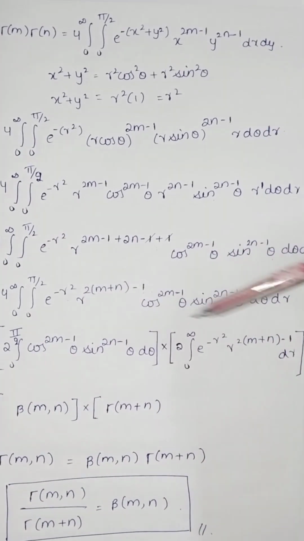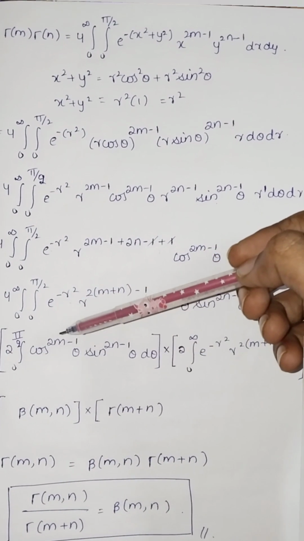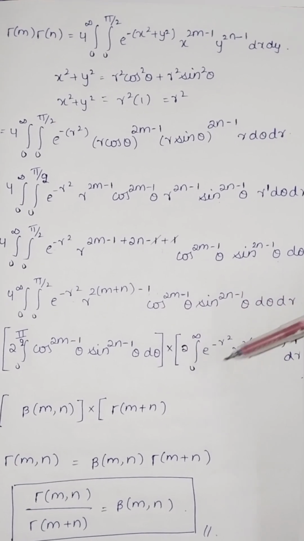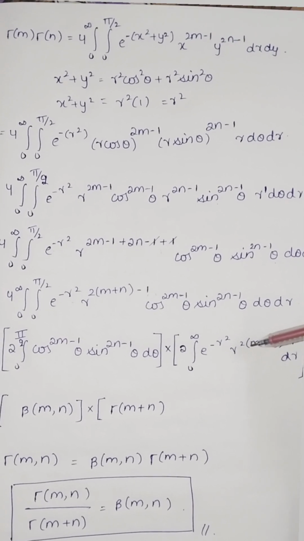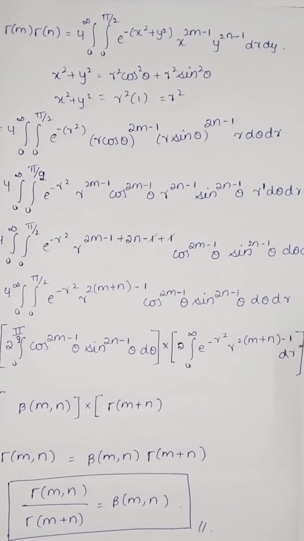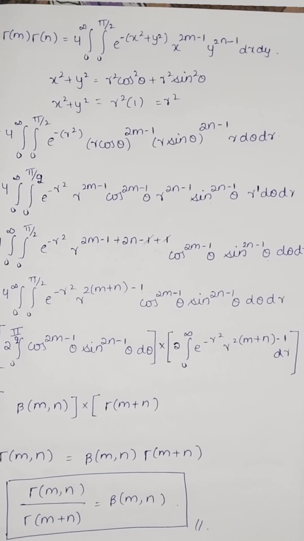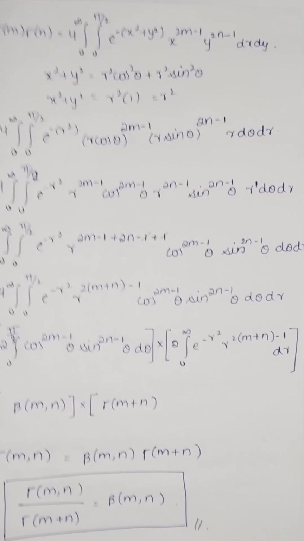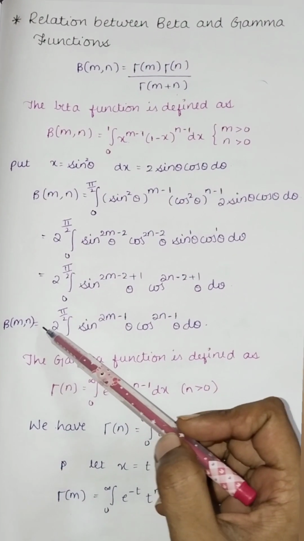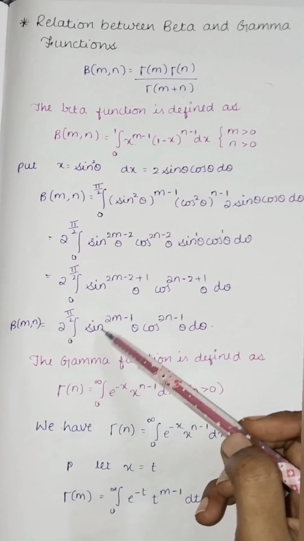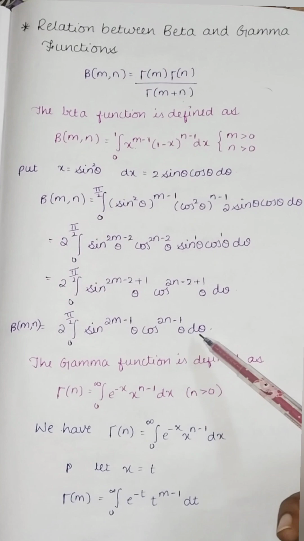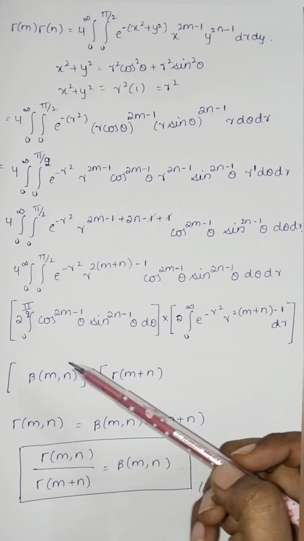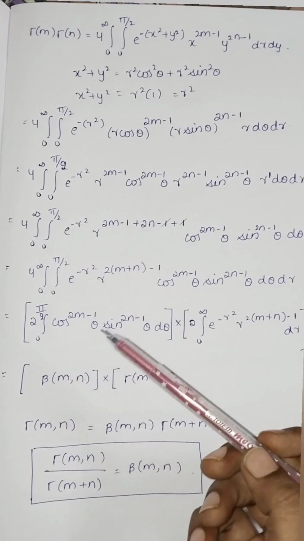Here I split it into two integrals: 2 into integral 0 to pi by 2 cos to the power 2m minus 1 theta into sin to the power 2n minus 1 theta d theta, into 2 into integral 0 to infinity e to the power minus r square into r to the power 2 into m plus n minus 1 dr. As we know, this is in the form of beta of m comma n. Here beta of m comma n is equal to 2 into integral 0 to pi by 2 sin to the power 2m minus 1 theta cos to the power 2n minus 1 theta d theta. So this is also in the same form. A small change, a variable change, is not a problem.